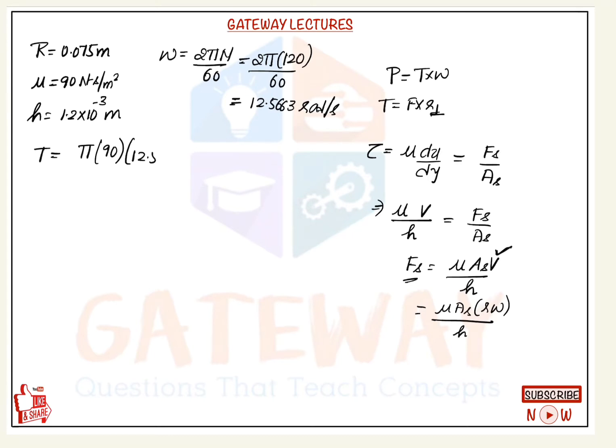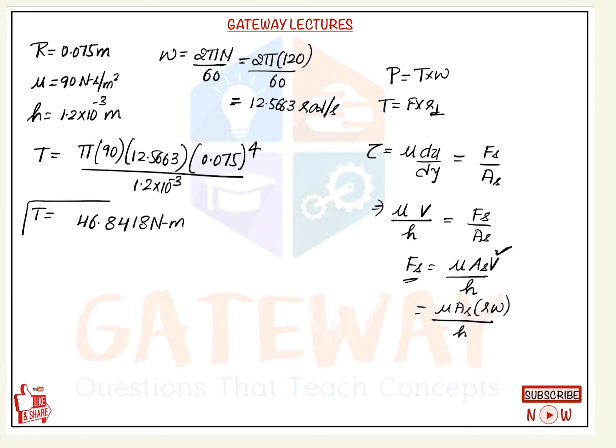Okay, pi into 90 into omega, pi mu omega, omega is 12.5663, into R power 4, 0.075 power 4 upon h, which is 1.2 into 10 power minus 3. Since we have taken everything in SI units, we will get the answer in SI units, and the torque value is equal to 46.8418 Newton meter.